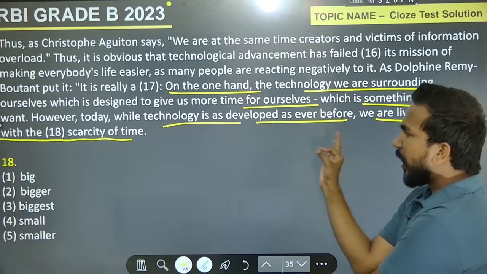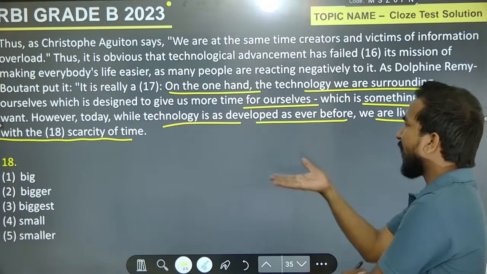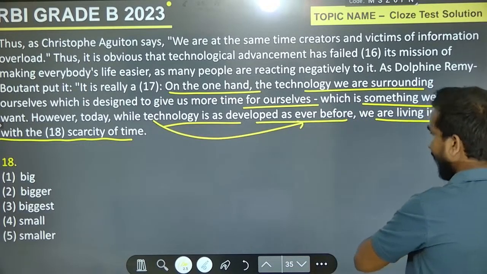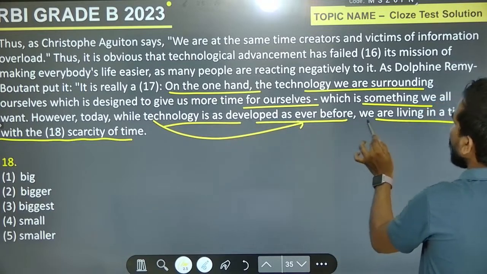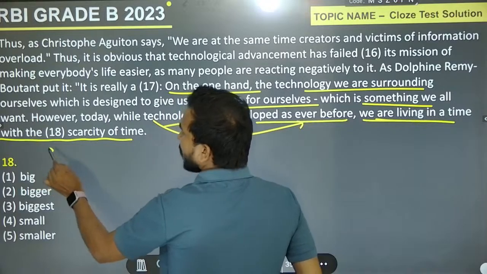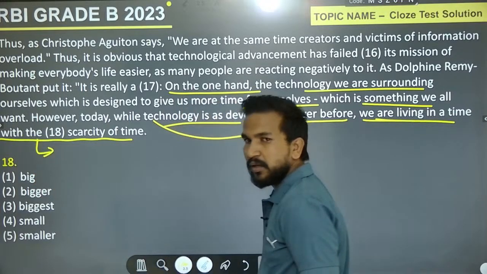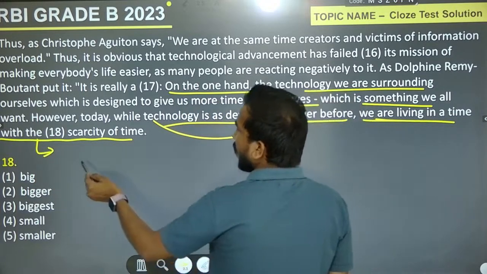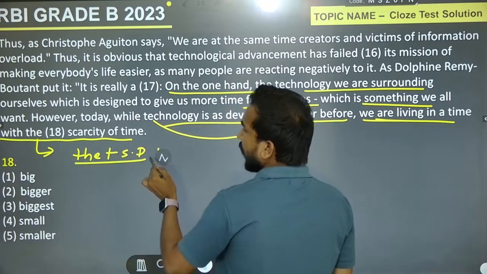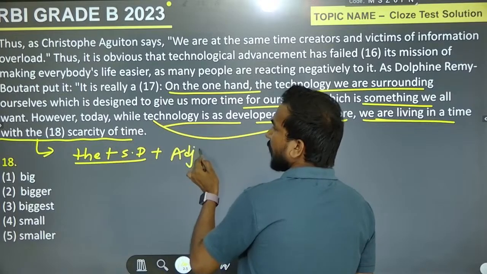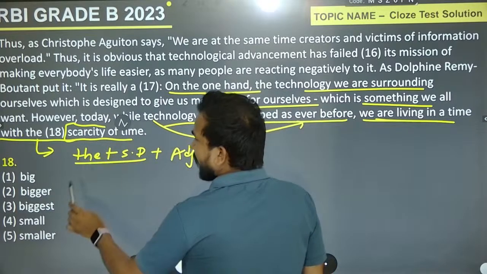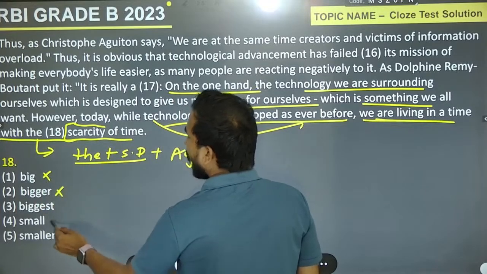Now we have, however, today, while technology is as developed as ever before. What we are talking about? We are talking about the technology that is as developed as ever before. We are living in a time with the... if we have that, definitely there can be a pair of article, the, with the superlative degree of. After that, there will be an adjective. Scarcity is an adjective. So it must be big, bigger, or biggest.